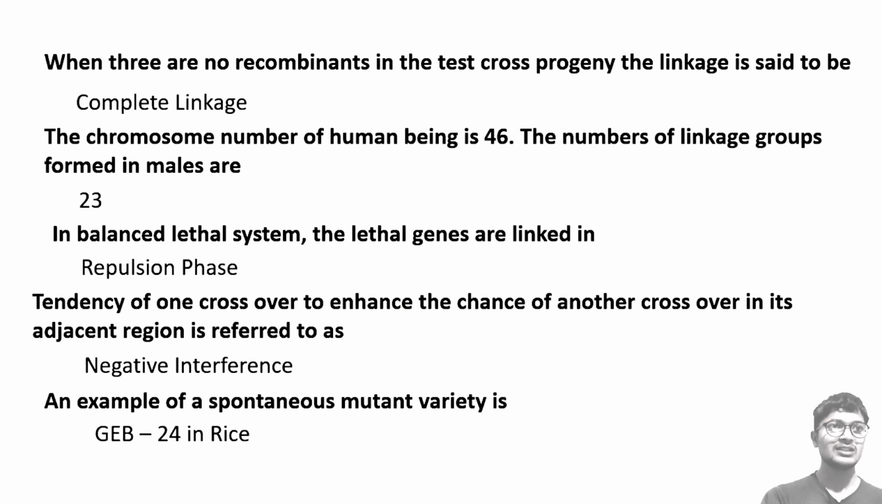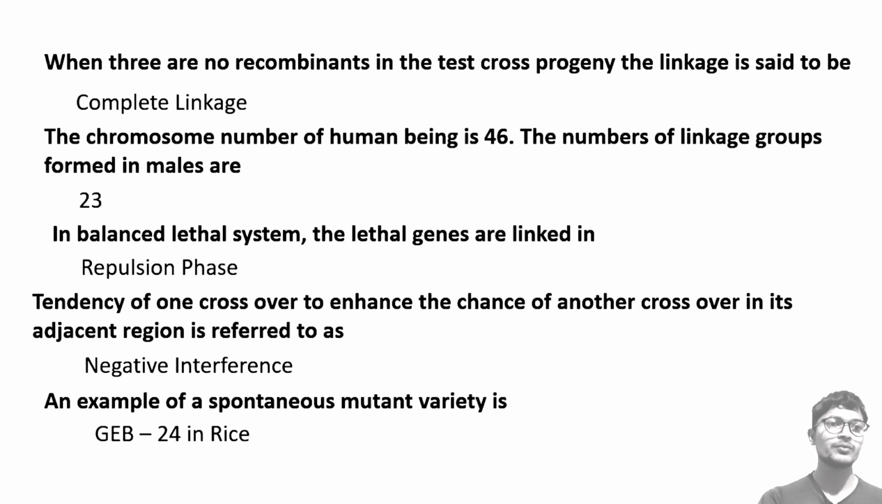So first question, when there are no recombinants in the test cross progeny, the linkage is said to be? Answer is complete linkage. Next question, the chromosome number of human beings is 46. The number of linkage groups formed in male are? Answer is 23. Clear? Next question, in balanced lethal system, the lethal genes are linked in? Answer is repulsion phase. Clear? Next question, tendency of one crossover to enhance the chance of another crossover in its adjacent region is referred to as? Answer is negative interference. Clear? Next question, an example of a spontaneous mutation variety is GEB-24 in rice.